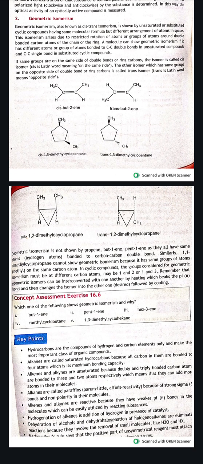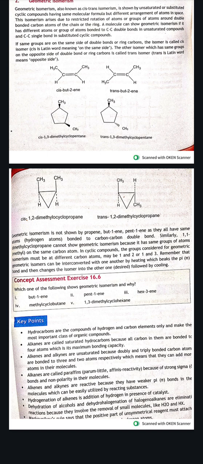Now we have geometric isomerism. Geometric isomerism is basically cis-trans isomerism, and is shown by unsaturated compounds or cyclic compounds. This arises due to the restricted rotation of atoms. A molecule can show geometric isomerism if it has different atoms or groups of atoms bonded to the carbon-carbon double bond. If the same groups are present on the same side, the isomer is called the cis isomer. Cis is a Latin word which means same side. The other isomer, which has the same groups on the opposite side of the double bond, is called the trans isomer.